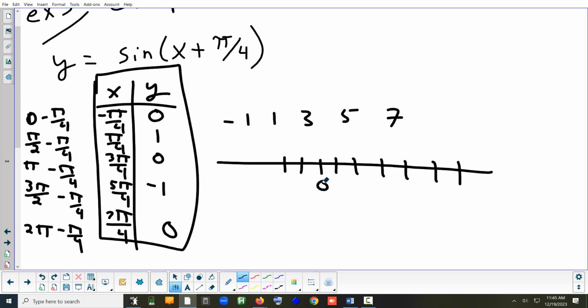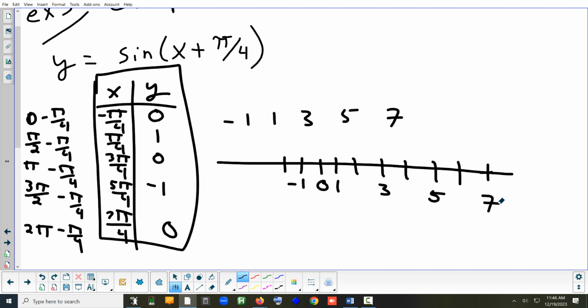Here's 0. Where would negative 1 go? To the left one tick mark. Now, where would 1 go? To the right. Now, would you put 3 right there? No. Where does 3 go? The one after. You have to skip 1 because those are your numbers. And then 5 wouldn't go here. You would skip 1. And 7 would go there.